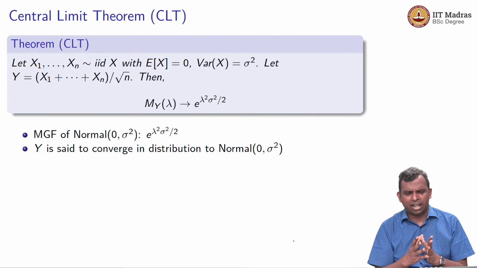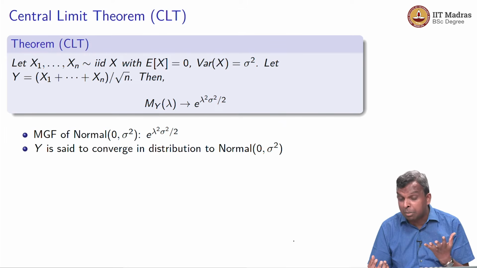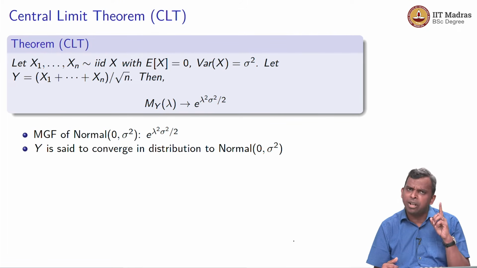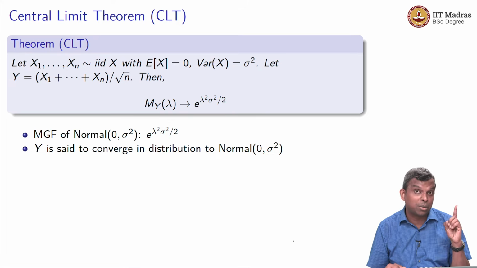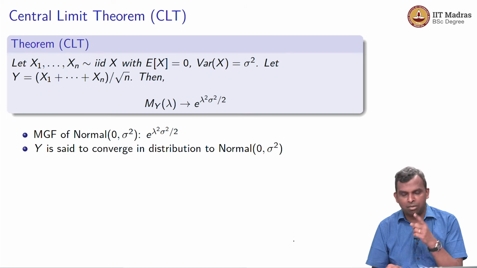Look at the astonishing fact here. It doesn't matter what the distribution of X is. Okay, you take IID samples, add them up and divide by root n, and notice that subtle change. If you divide by n, what happens? You remember the previous result I showed. If you divide by n, by the weak law of large numbers, the MGF will go to 1. Okay, it converges to 1.